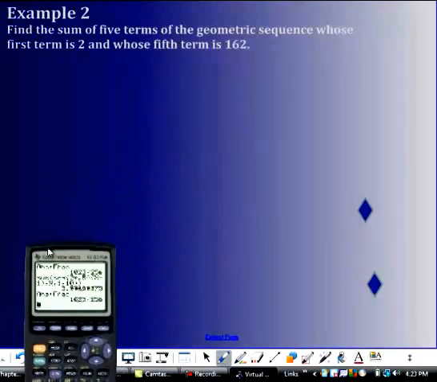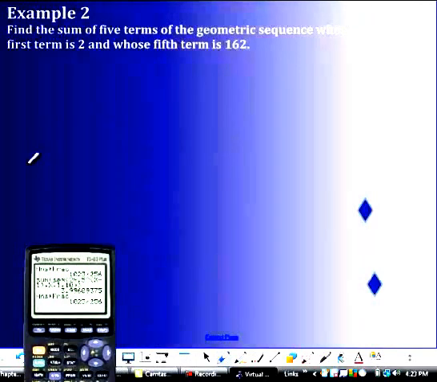Okay, example 2. Find the sum of the first 5 terms of a geometric sequence whose first term is 2 and whose fifth term is 162.